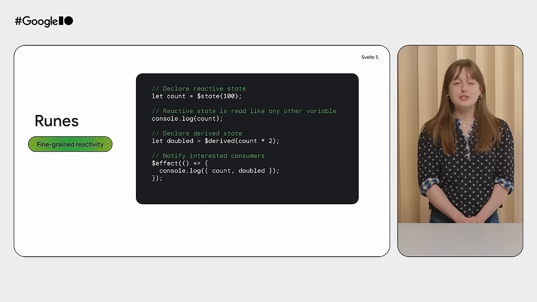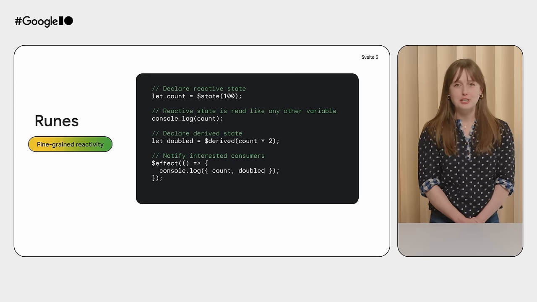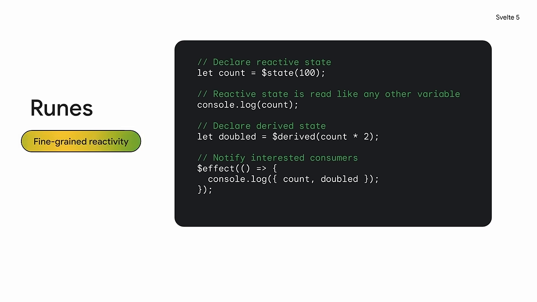Runes are a new feature in Svelte 5 that changes how you manage reactivity within Svelte applications. Behind the scenes, runes use signals to achieve fine-grained reactivity. Using runes, you declare a piece of reactive state by using the state rune. Unlike simply declaring state using a let declaration, using the state rune clearly indicates to both you and the compiler that a given piece of data declares reactive state.